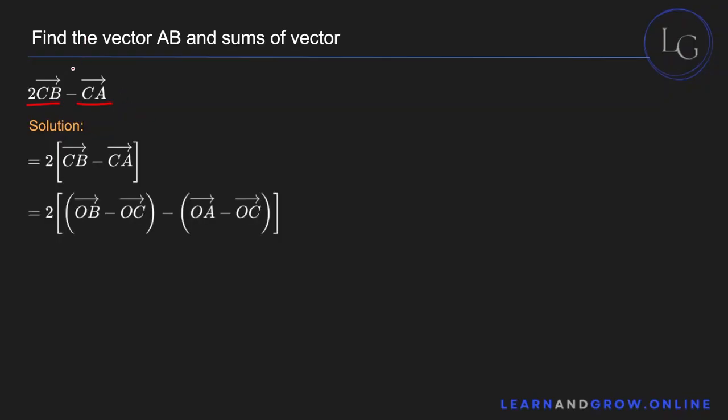This is actually 2CB minus 2CA. They forgot the 2 here. Now, obviously, as you remember, in the vector properties that we discussed, you can take this 2 and this 2 common outside of a bracket like this. 2 common, and in the bracket, you're subtracting the 2 vectors, CB and CA.